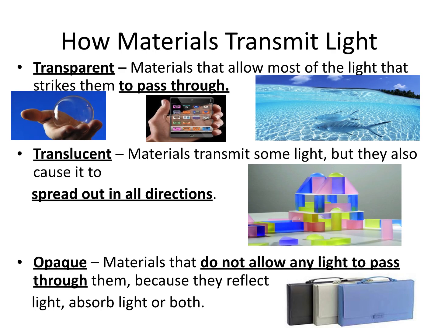And the last thing is how materials transmit light. So transparent materials is what you can basically see through, because most of the light comes through. If you think about a clear ocean or a bubble or this made-up phone that this person's holding, that's see-through. Translucent says some light comes through, but the material also causes it to spread out in all directions. These are the things that are partially see-through, but not quite all the way. And then opaque materials do not allow any light to pass through them because they reflect light or absorb light or both, meaning that light does not get through them.